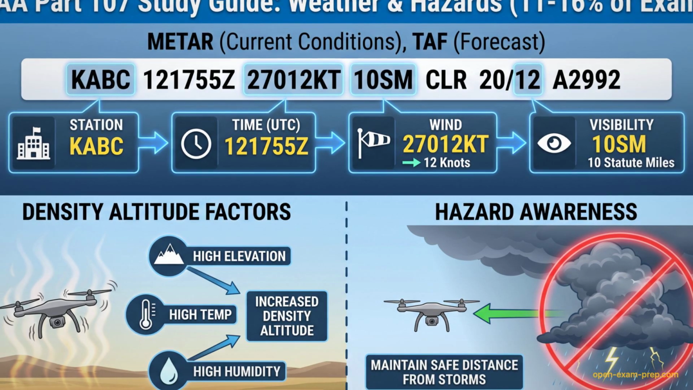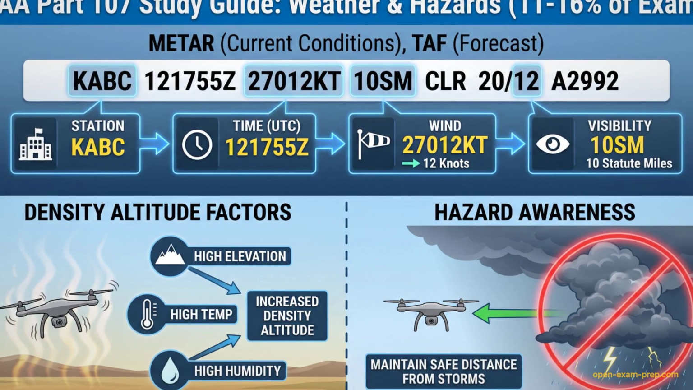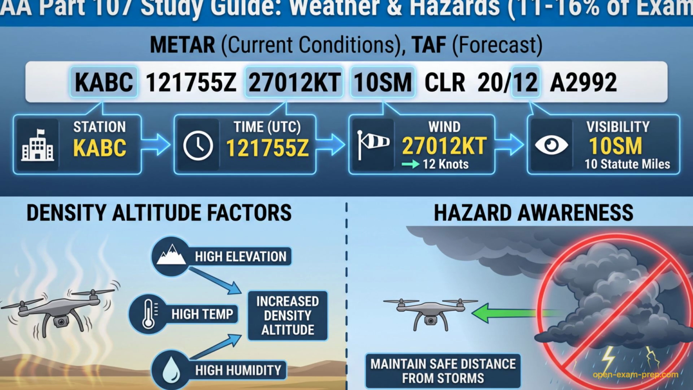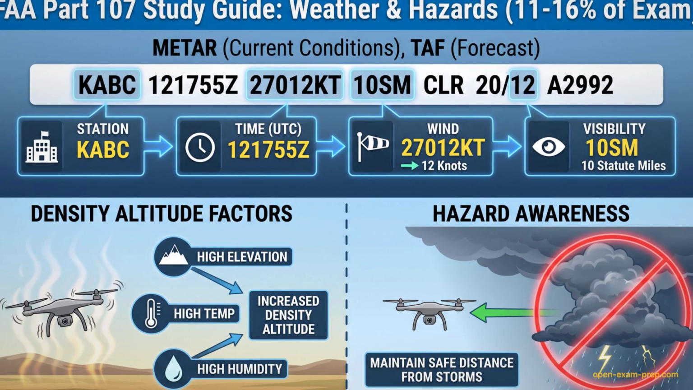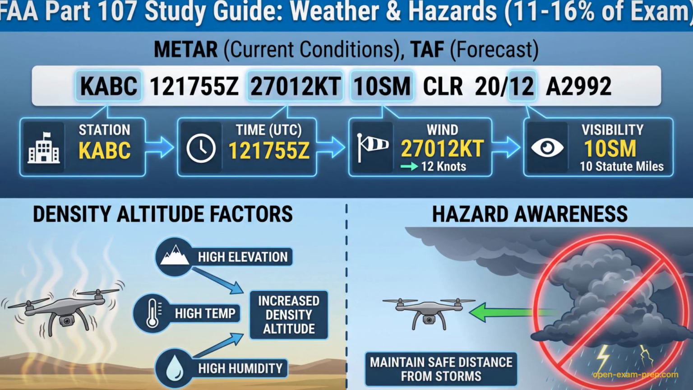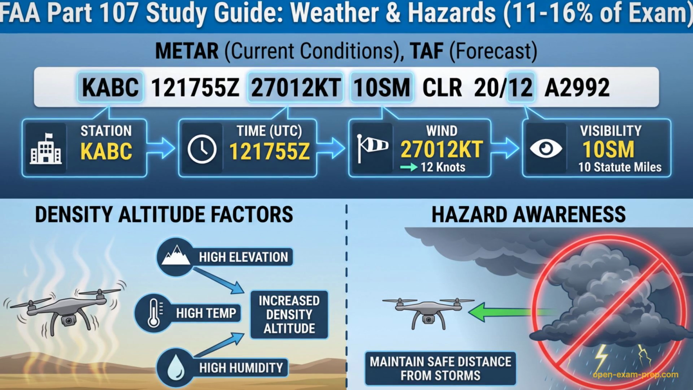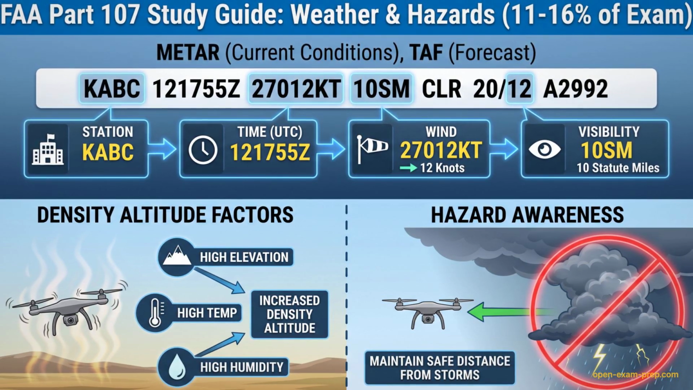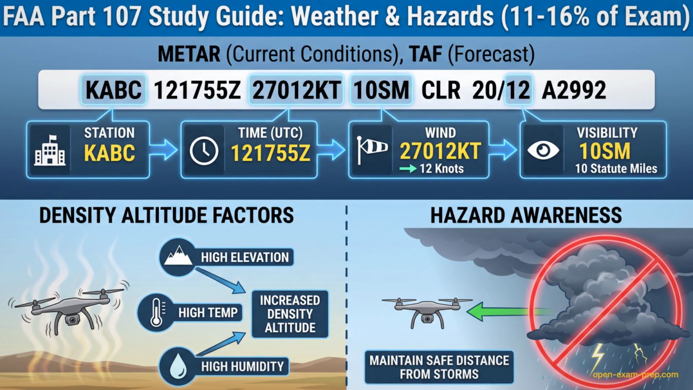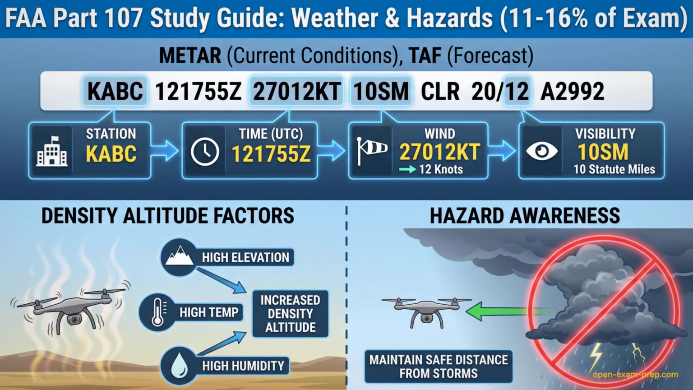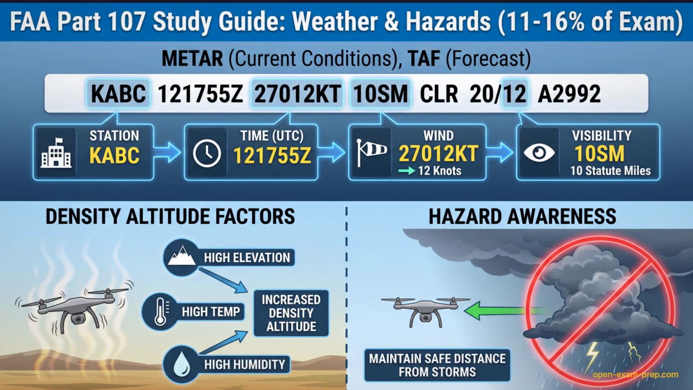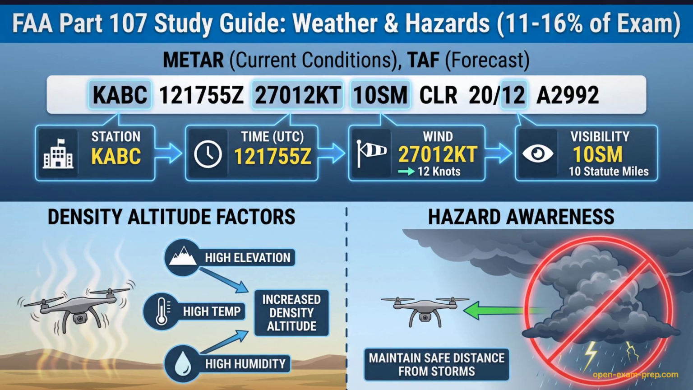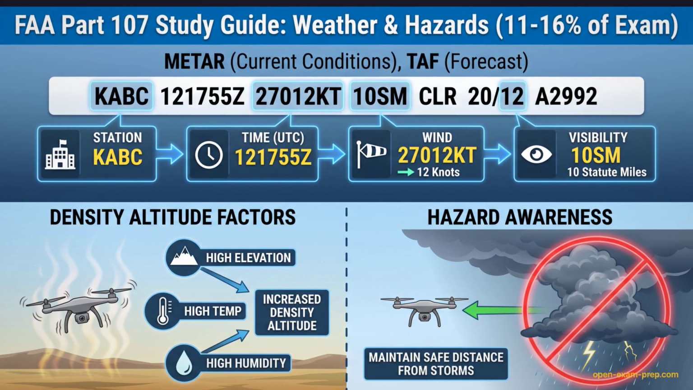Weather makes up about 11 to 16% of the exam. You'll need to interpret reports like METARs, which provide current conditions, and TAFs, which are forecasts for the area around an airport. Key hazards for drone pilots include thunderstorms, which you should avoid by at least 5 miles, and high-density altitude, which reduces drone performance on hot, humid days. Understanding these factors isn't just for the test. It's fundamental to flying safely and professionally in the real world.